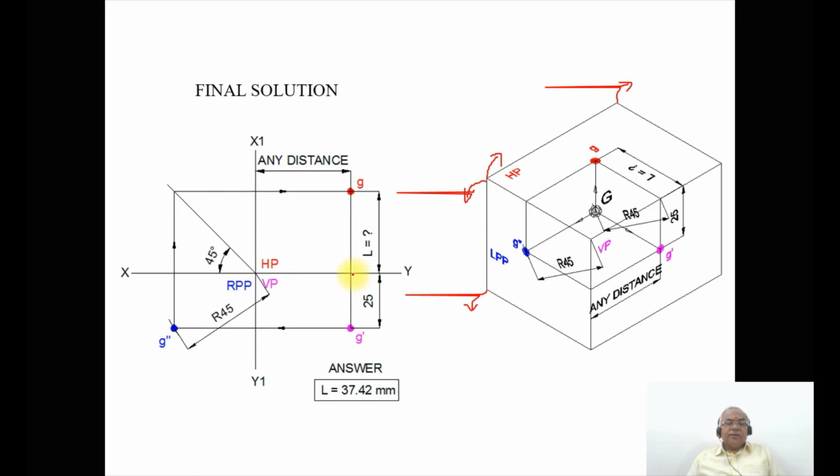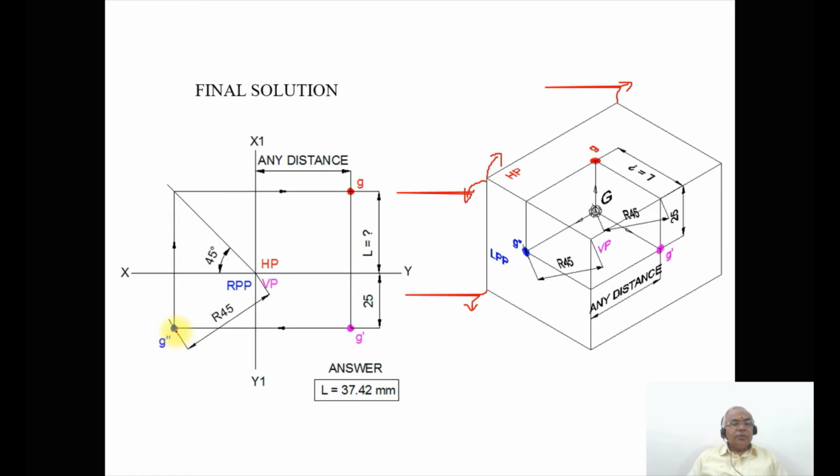Then you measure the distance from the XY line to 25 mm down, and you draw a horizontal projector, and these two lines are going to intersect at this point. You mark this point as G dash. Then by using the compass, you measure the distance from the origin at a radius of 45. You cut an arc on this horizontal projector, and you mark this point as G double dash.